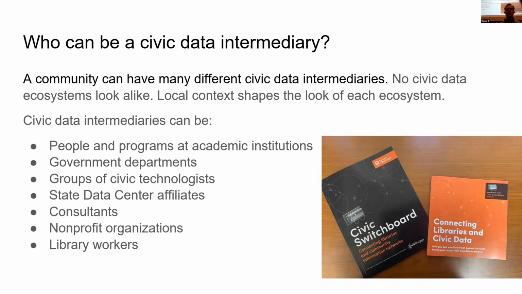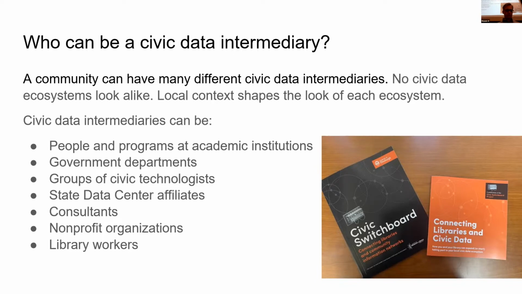It's really dependent on the ecosystem, on who is actually playing that role. The local context in each of these communities really shapes the look of each ecosystem. There's not an organization like us in every community, and that's fine. We wouldn't fit in some places based on the context. But intermediaries can be lots of different organizations, people and programs at academic institutions, government departments, groups of civic technologists like Code for America brigades, state data center affiliates, consultants, nonprofit organizations, and library workers.